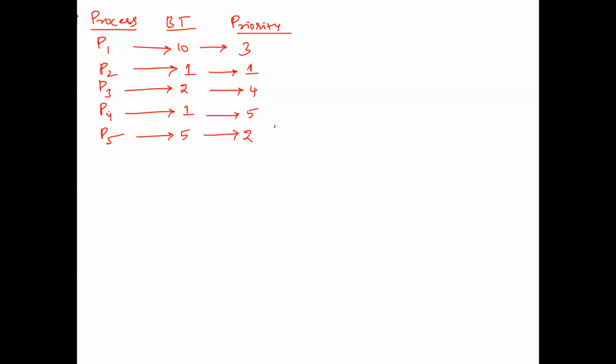So these are the processes which are given to us, and these are the burst times, and this is the priority. Now let us construct the Gantt chart so that we can find the individual waiting times and average waiting time. As you know, the Gantt chart will start from 0. The first priority is given to P2. P2 will take 1 unit of time.